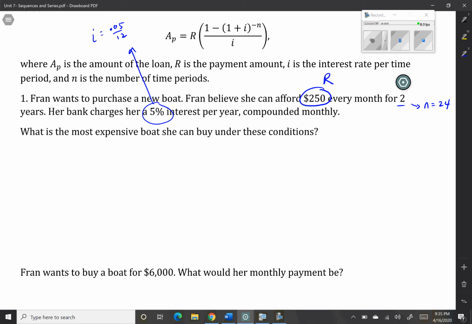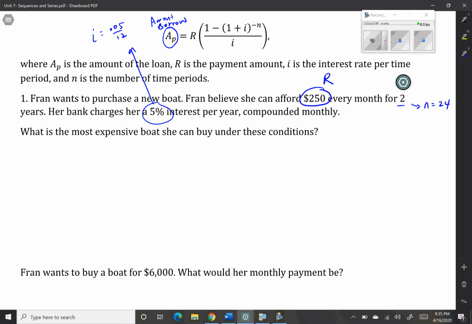Luckily, we have a calculator, so we can type everything in the calculator as is. So the question asks, what's the most expensive boat she can buy under these conditions? So what we're trying to solve for is A of P. What A of P is, this is the amount that you're borrowing. So if Fran can afford $250 a month for 2 years and the bank has 5% interest, whatever value of A of P is, that's the amount of money that she can borrow to have that monthly payment.